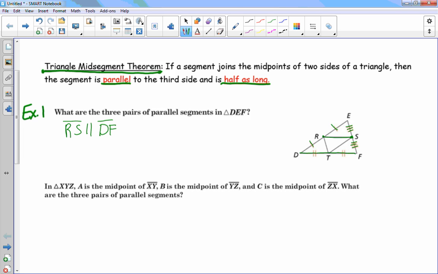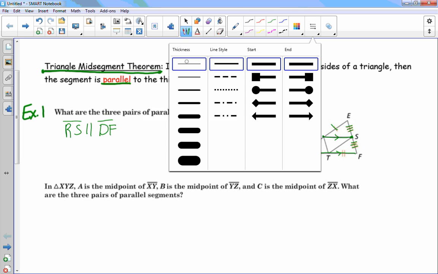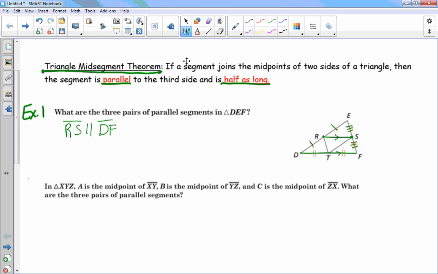How do we mark parallel lines? It's a little arrow. So I would put an arrow here and an arrow here to show that those 2 are parallel. Okay, so there are 2 more parallel lines.